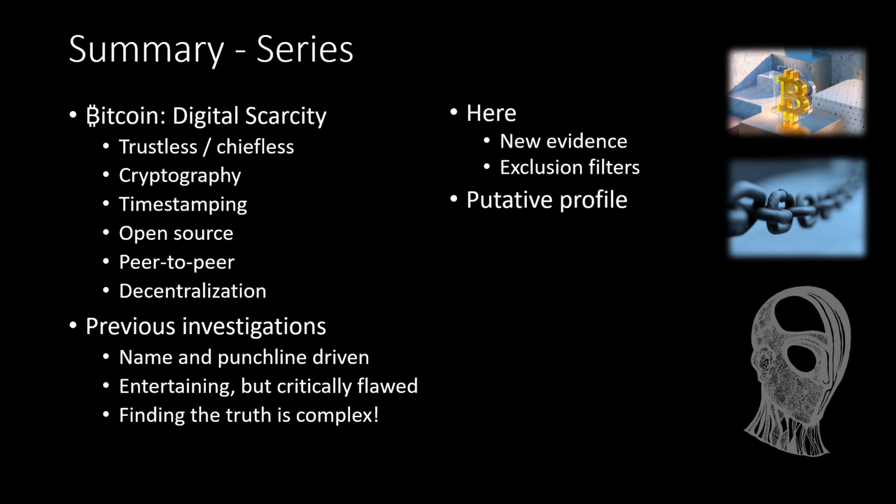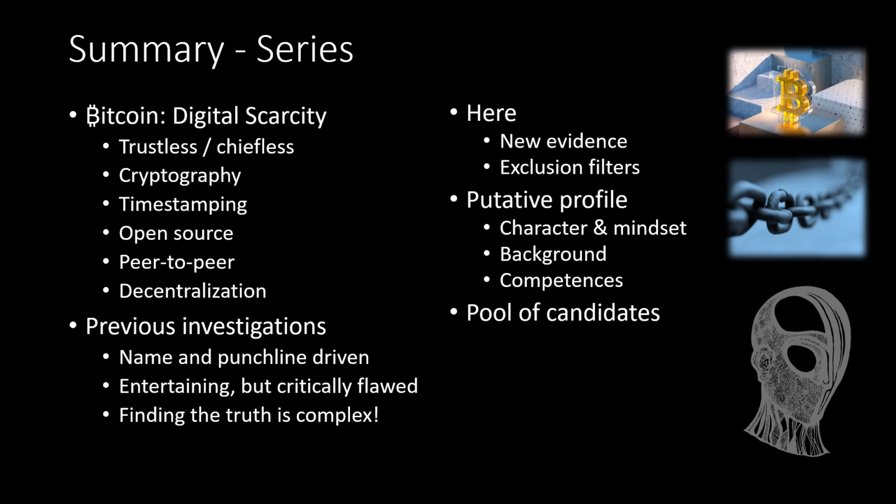We developed a putative profile, so kind of like a most likely character is drawn of Satoshi Nakamoto. So it includes his character and mindset, the background and certain circumstances of his life, so in which time zone or continent he was living and so on. And definitely he must have had significant competences, and it doesn't sound like he could have pretended, for example, being a great C++ programmer and a lot of other software, hardware, networking competences that have to come together. We created a pool of candidates.